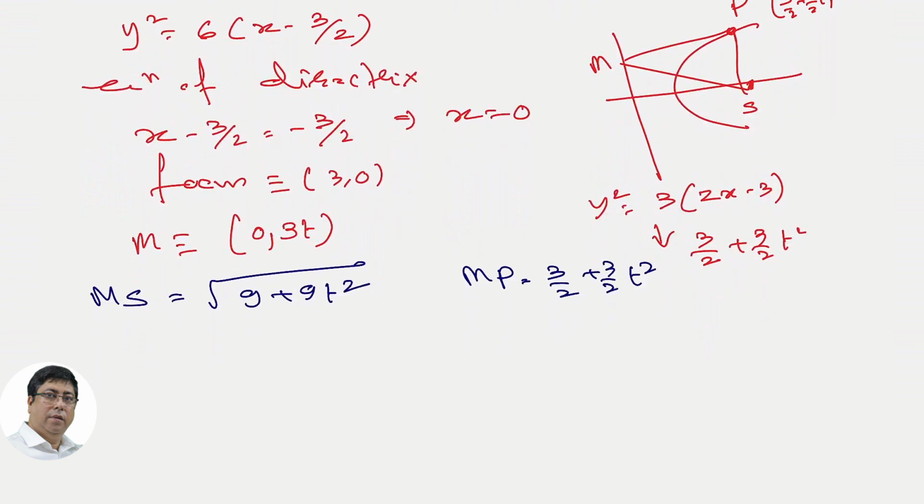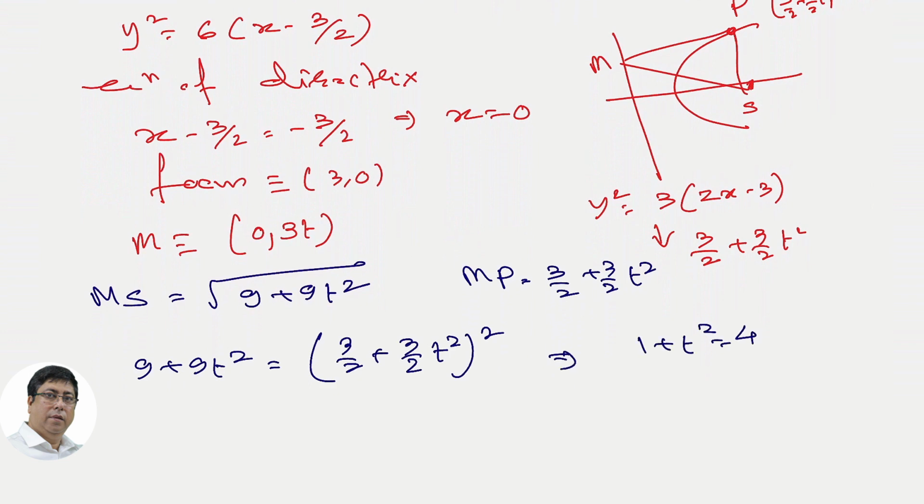Therefore equating them on both sides, we are getting 9 plus 9t square equal to 3 by 2 plus 3 by 2 t square whole square, removing the root. So we are getting here 1 plus t square equal to 4. Therefore the length of the side we are getting to be 6. From this we are getting t as root 3.